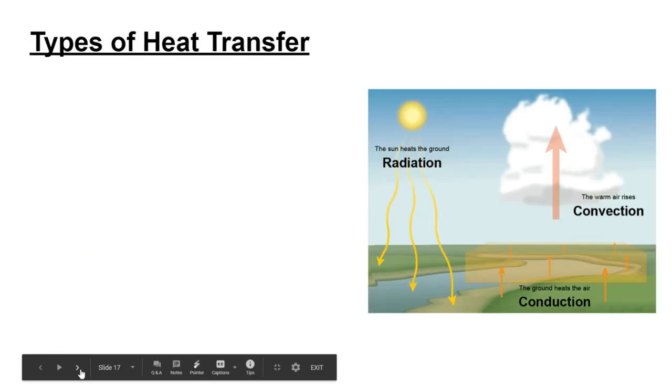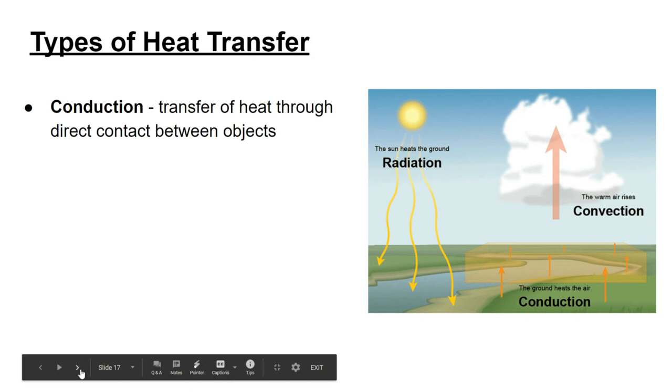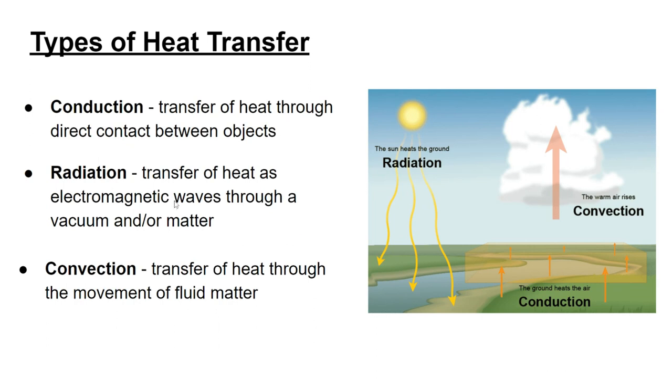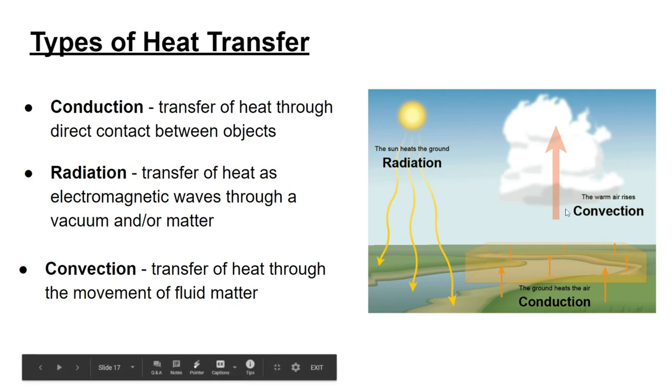So let's look at the types of heat transfer now. This is a lesson from your middle school chemistry or science. There are three types of heat transfer: conduction, radiation, and convection. Conduction is a transfer of heat through direct contact between objects. As you can see, the ground and the air are in direct contact, and heat is getting transferred. Radiation is the transfer of heat as electromagnetic waves through a vacuum or matter. As you can see, the sun is giving us heat, and it is transferred to the water and the land by the radiation process. And convection is a transfer of heat through the movement of fluid matter. As you can see, the warm air is rising up and the cold air is coming down.